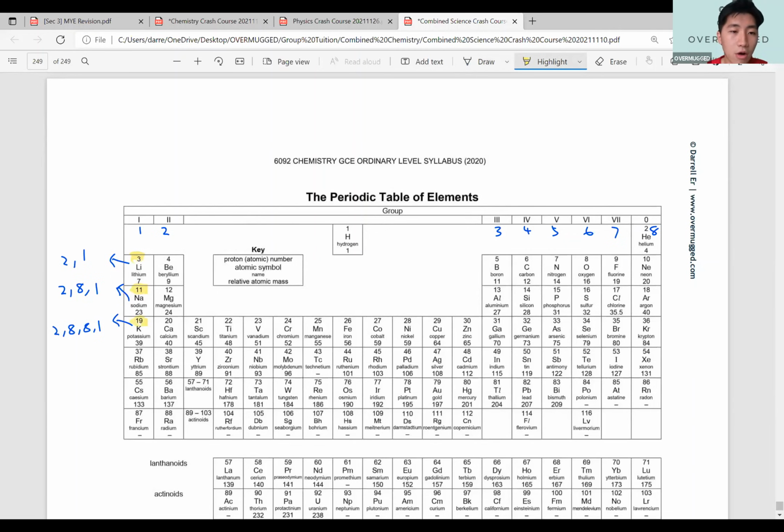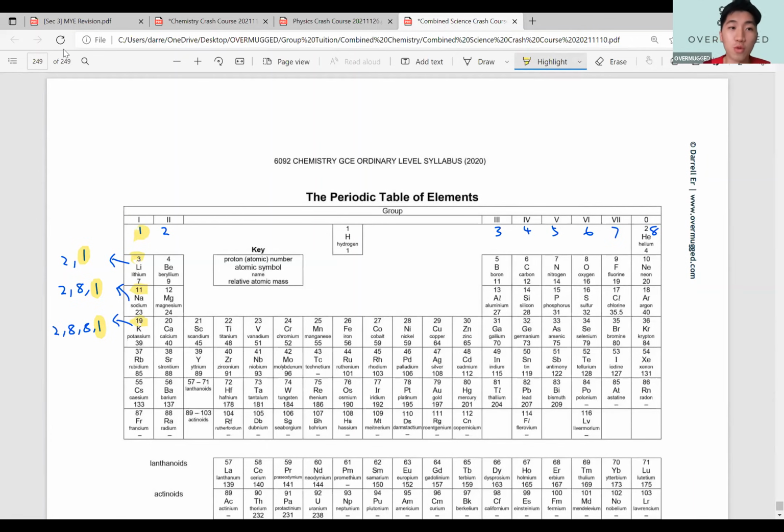Now, why are they all placed in group 1? Can you see here the common trend? They all have 1 electron on the valence shell. Valence shell is referring to the outermost shell, right? So in the outermost shell, there's only 1 electron. That's why they are placed in group 1.